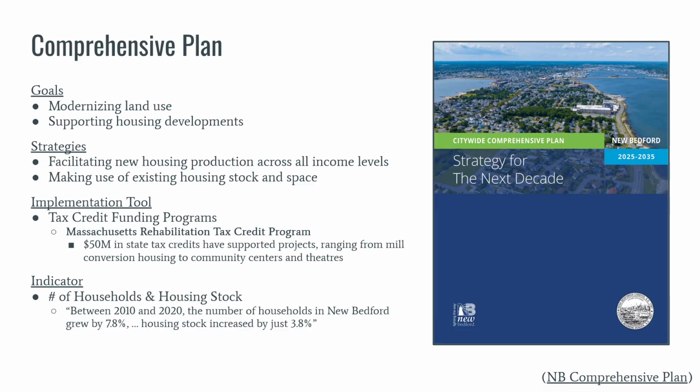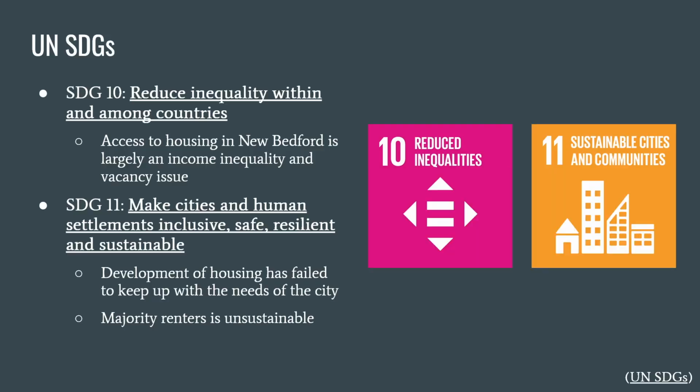Indicators for this, as outlined in their comprehensive plan, are the number of households and the housing stock. Between 2010 and 2020, the number of households in New Bedford grew by around 8%, and the housing stock increased by around 4%. Ideally, this would be higher, but any increase is great, especially considering the longevity of the city.